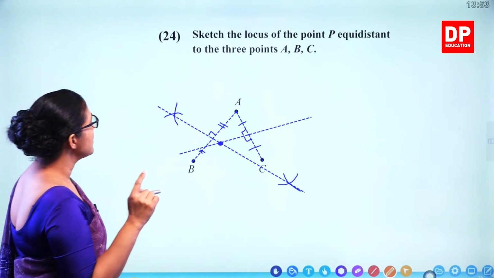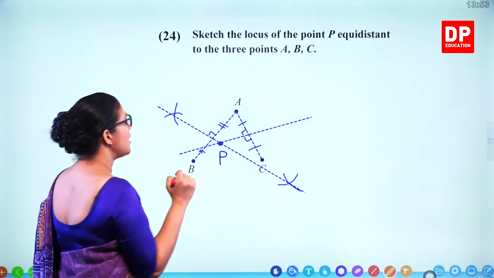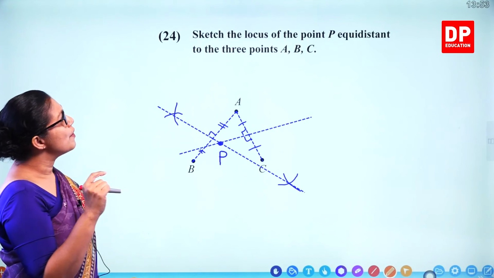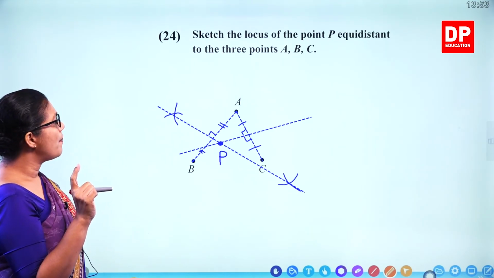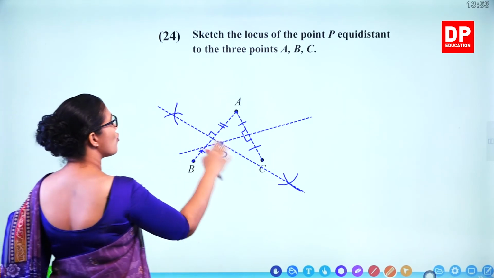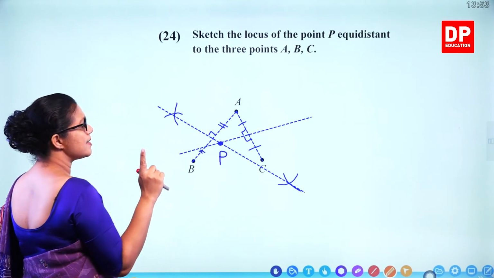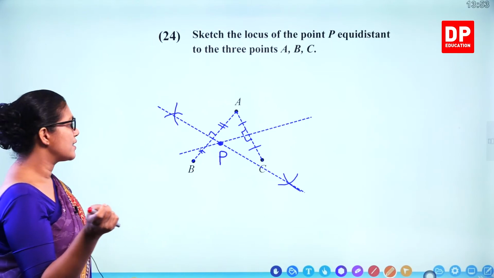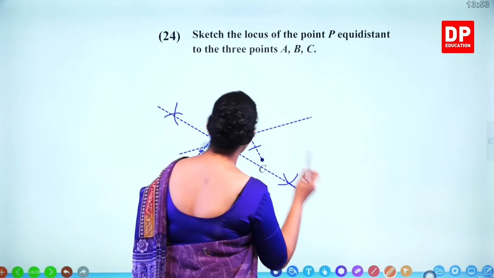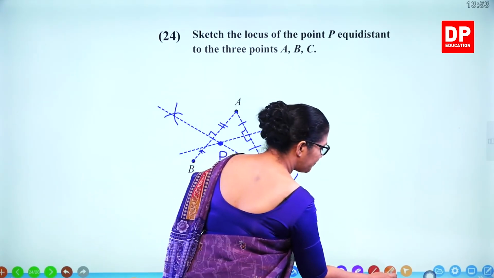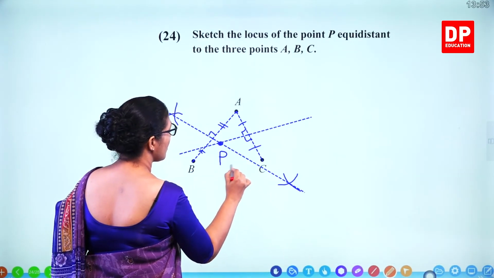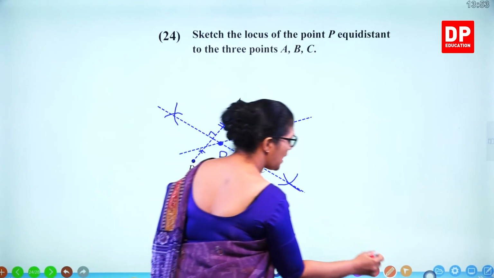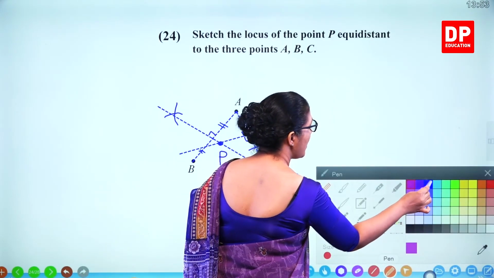So what you can say is P is the locus of the point P equidistant to 3 points. So you draw two perpendicular bisectors and find the intersecting point. So you get 2 marks for marking the point P and drawing the perpendicular bisectors.